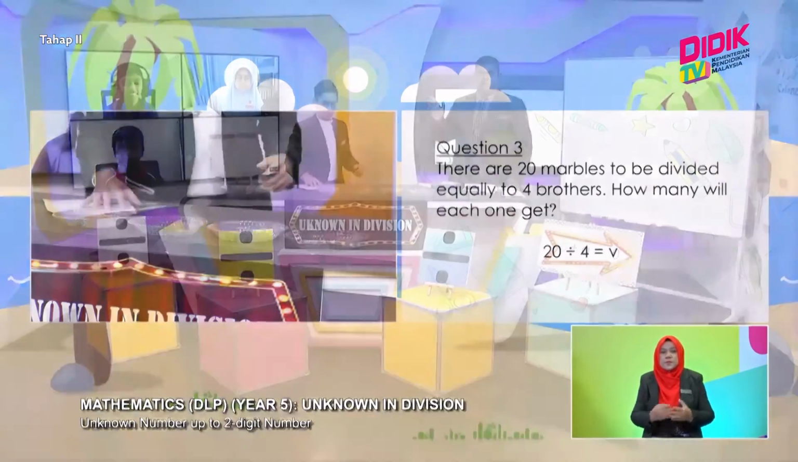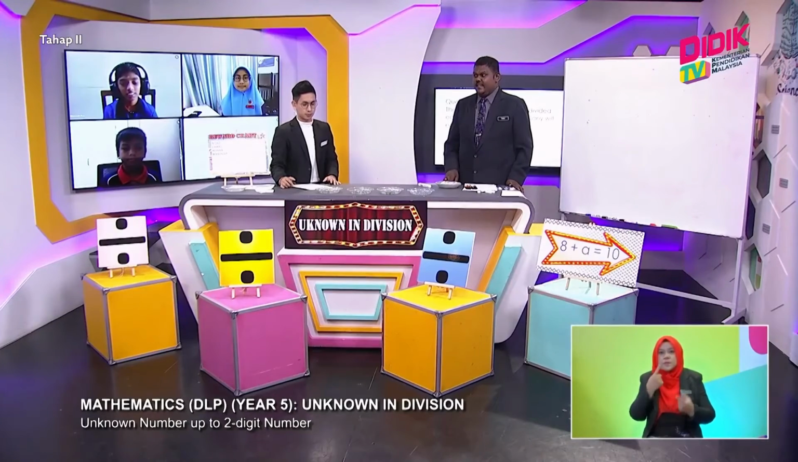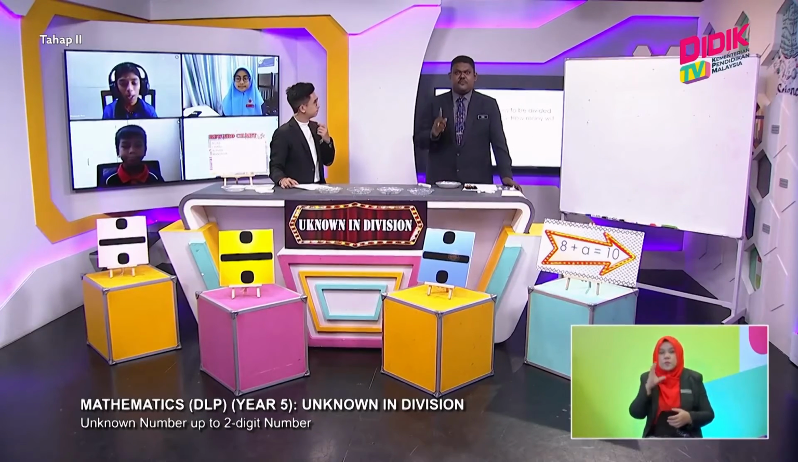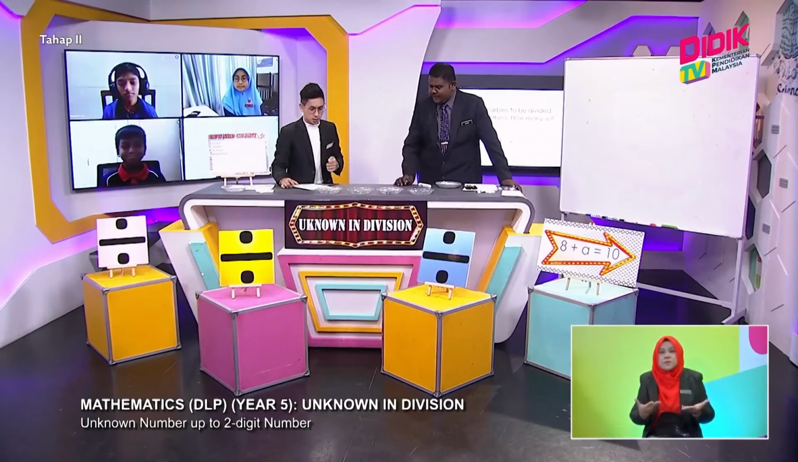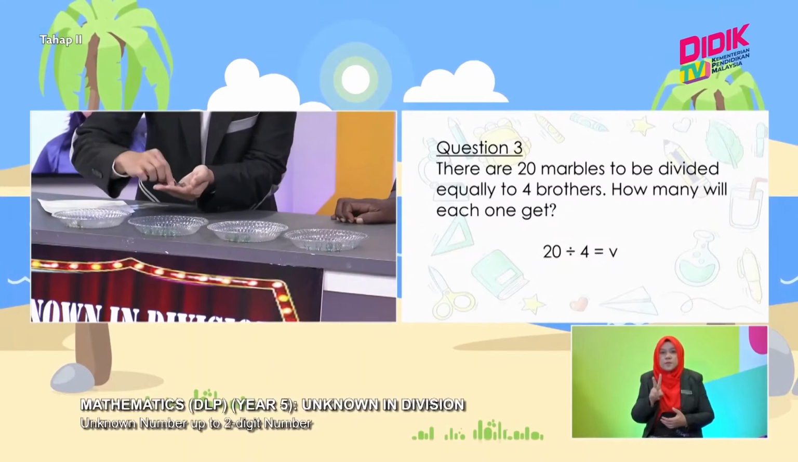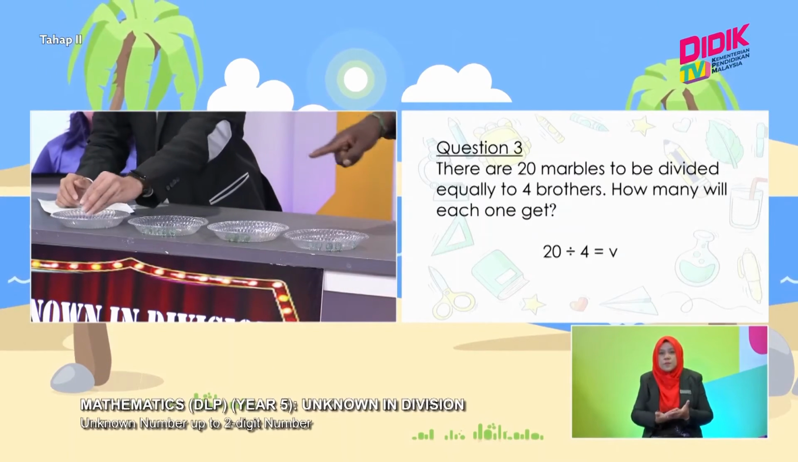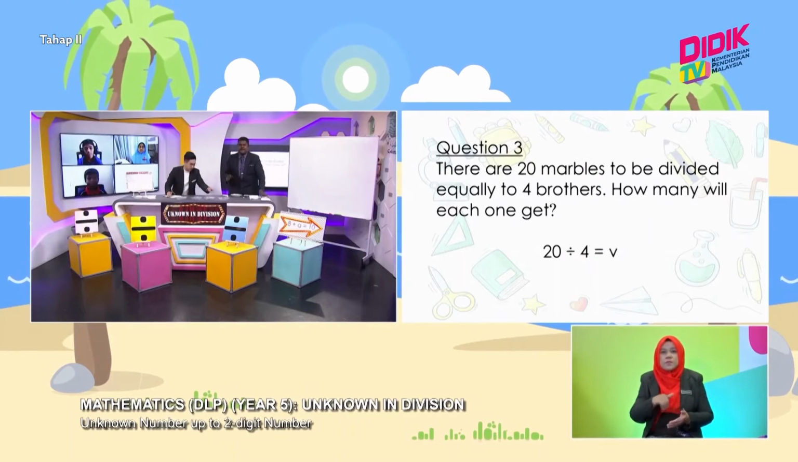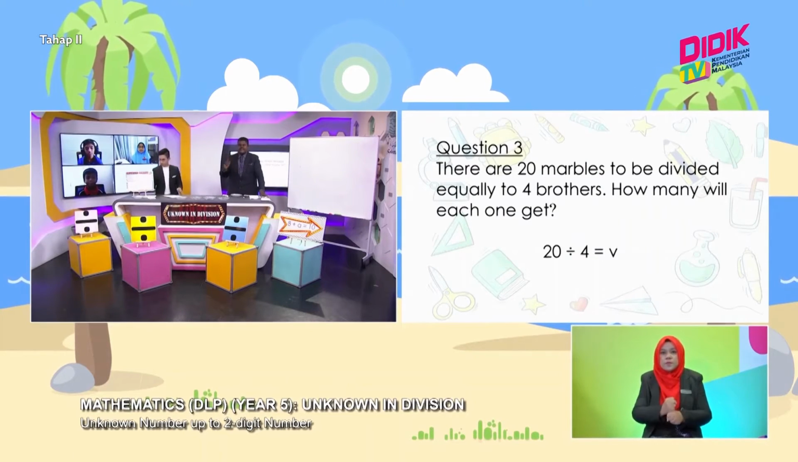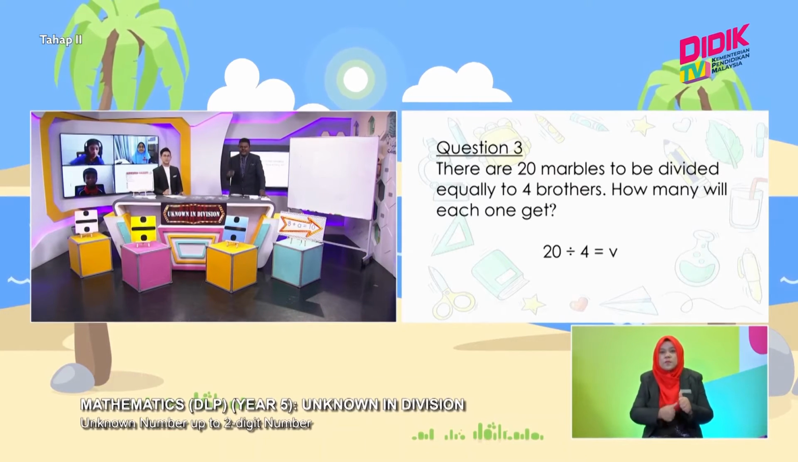So now this is an unknown number also. But the unknown number is the answer. So 20 divided by 4 is equal to V. To find V, how many marbles does each of them get? Can you help me to count, Chris? 1, 2, 3, 4, 5. Very good. So 5. All the same? Yes. Each of them gets 5. Everyone gets equally. So the answer for V is 5. Each of them will get 5 marbles.